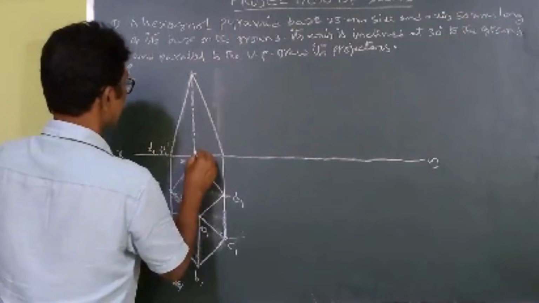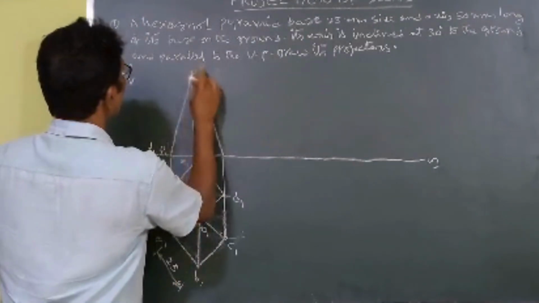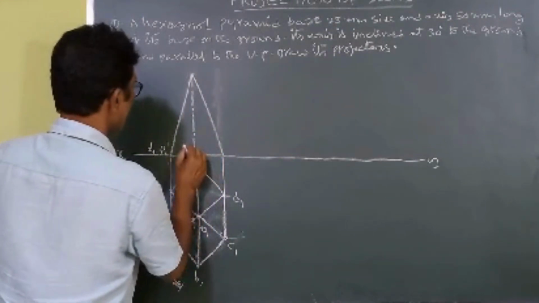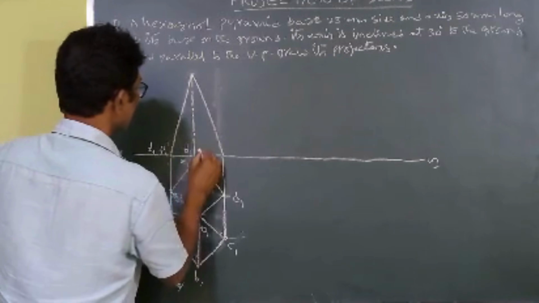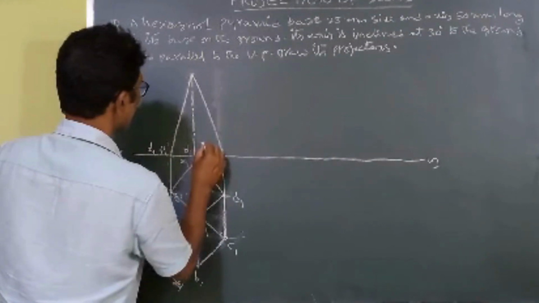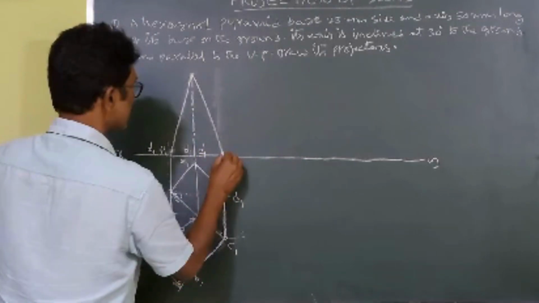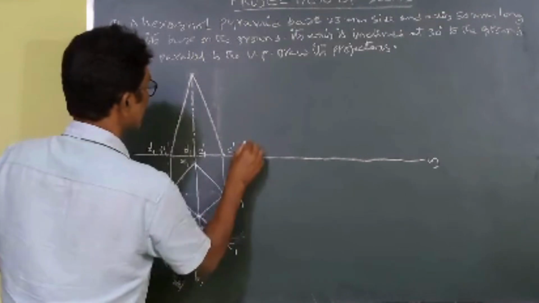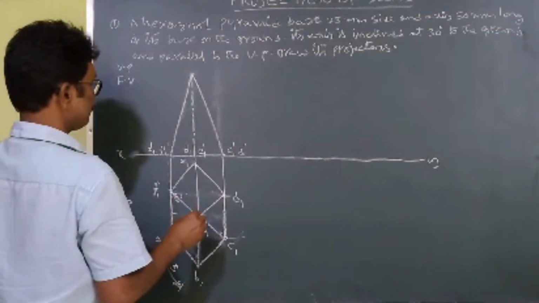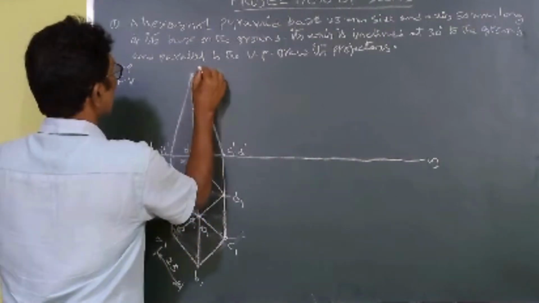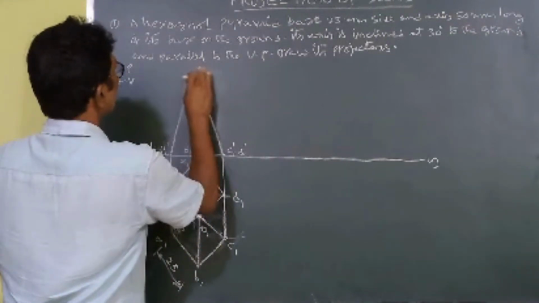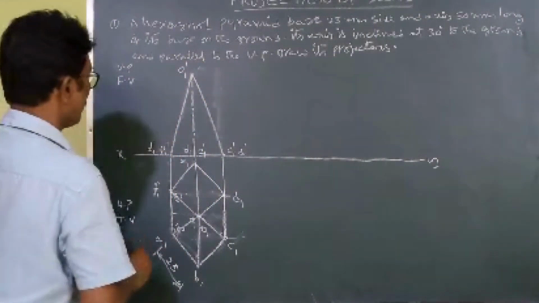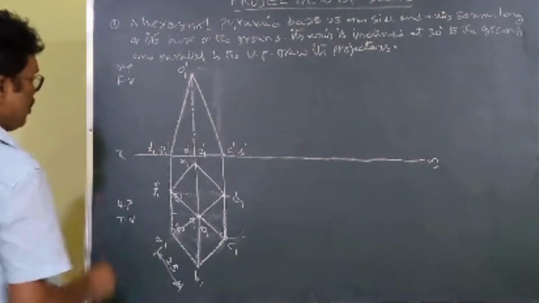This point is B1 dash and E1 dash. This point is C1 dash, D1 dash. Okay. Now this point is called O1 dash. Now we have developed the front view.